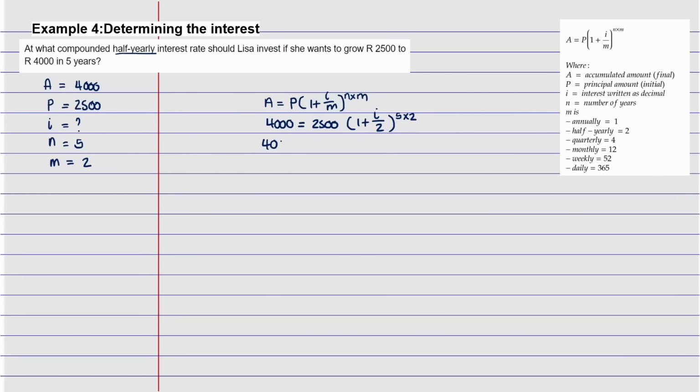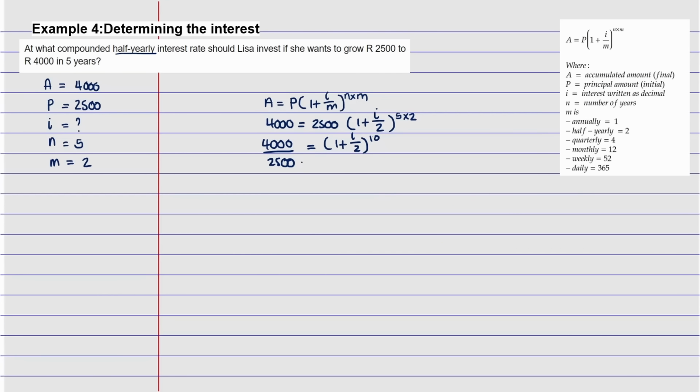So it's going to be 4,000 divided by 2,500, right? It's going to be equal to what? It's going to be 1 plus i divided by 2. Then the power is going to be what? 5 multiplied by what? By 2. So it's going to be 5 multiplied by 2, which gives us 10, right?